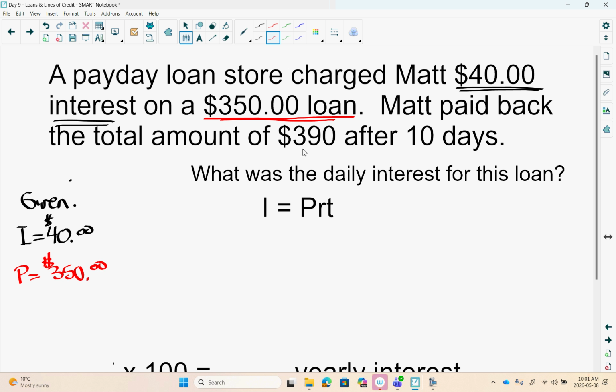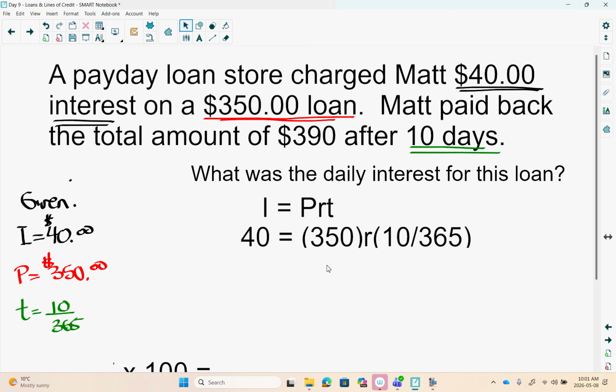Matt paid back the total amount of $390 after 10 days. What does this represent? T. But what should I do with the T if it's in days, not years? 10 over 365. Now you can reduce that if you want, they're both divisible by 5, but it's not necessary. And what do they want me to figure out? They want me to figure out the interest rate.